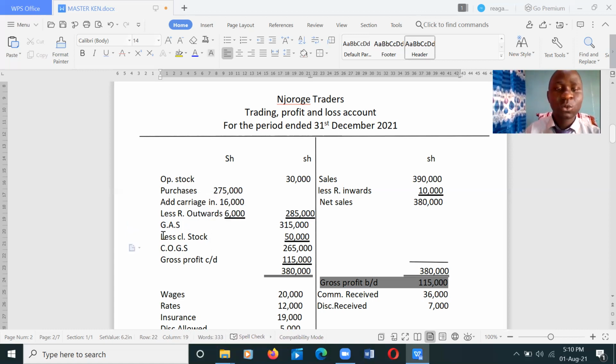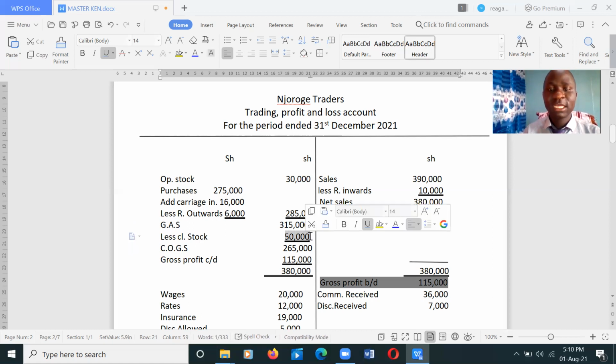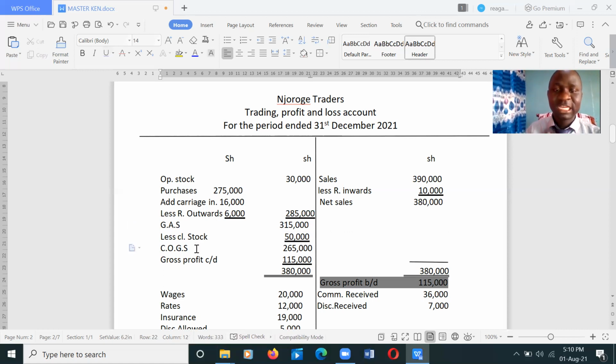And then we less closing stock. Closing stock is the stock that remained unsold in that particular business. So we less closing stock, which is 50,000. The 50,000 is what you are given in the additional information. Remember that? Then we get what you call COGS. When you take 315,000 minus 50,000, we get 265,000. This 265,000 stands for COGS, the cost of goods sold.